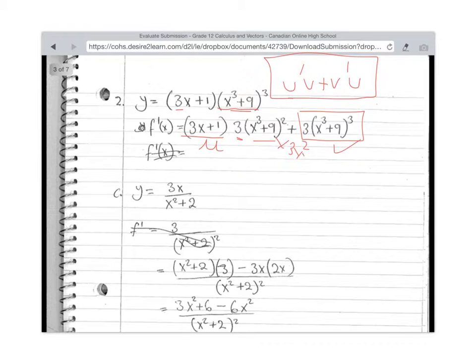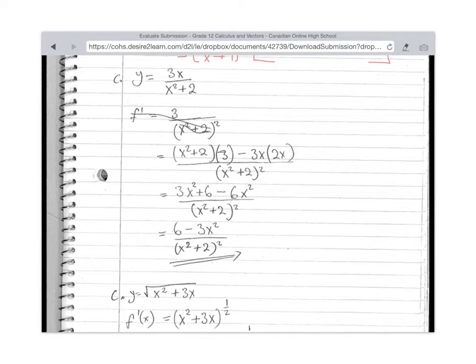So that 3x squared from the chain rule is missing, and then what you need to do is common factor and clean this up a little bit, so that we would have a common factor of 3 times x cubed plus 9 squared, and then for each of the terms you're going to write what's left in the square bracket.